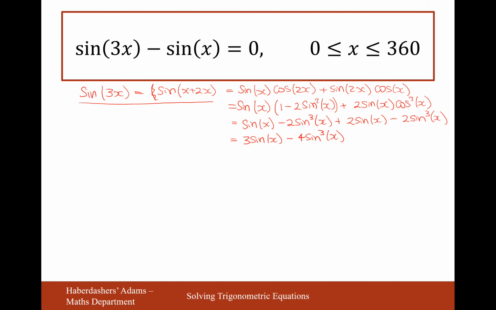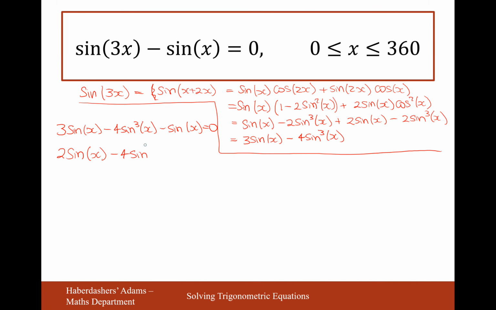Okay, so I'll now use this in the above question. So it's going to be 3 sine x minus 4 sine cubed x minus sine x equals 0. So what does that mean? We're going to get 2 sine x when we simplify. 2 sine x minus 4 sine cubed x equals 0. We could then divide by 2 and then factorise out the sine. So it'd be sine x times 1 minus 2 sine squared x.